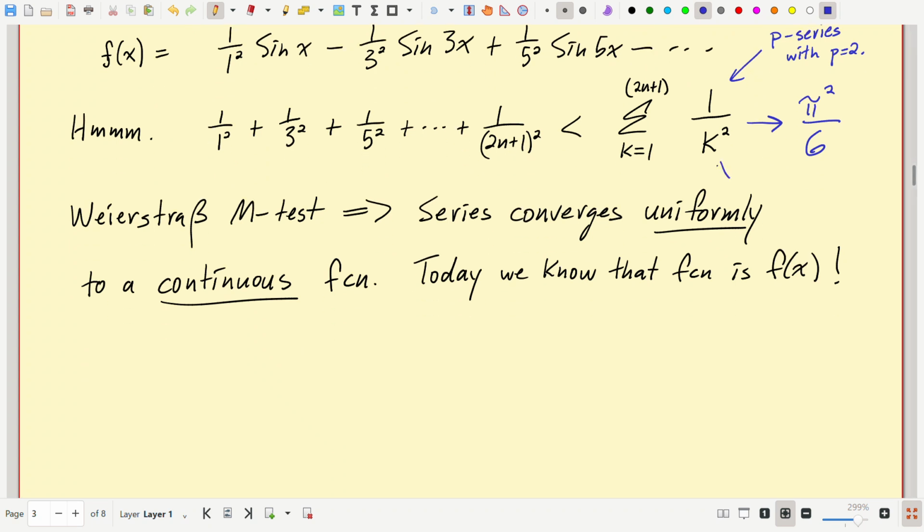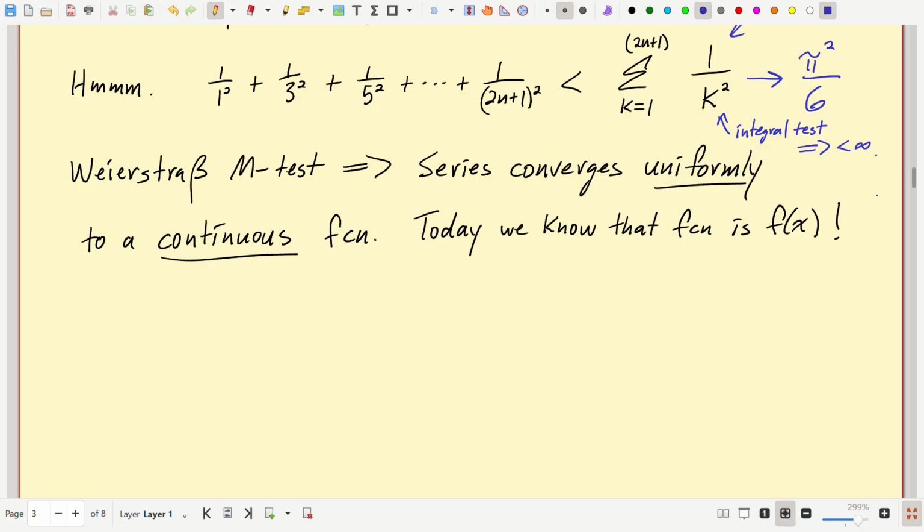So the integral test implies that it's less than infinity. Okay, so let's see, how would I know that... Let's say you never heard of the Weierstrass M-test, and I had to show you why the M-test works, in case you forgot all about it.